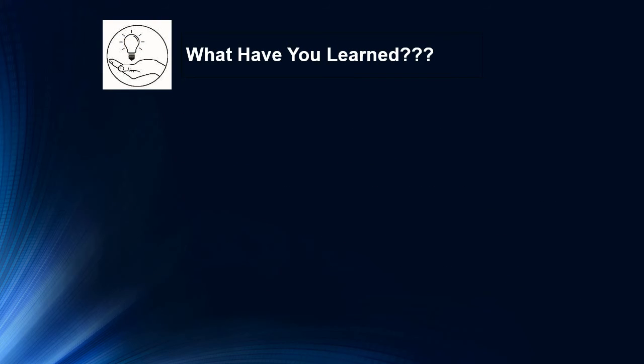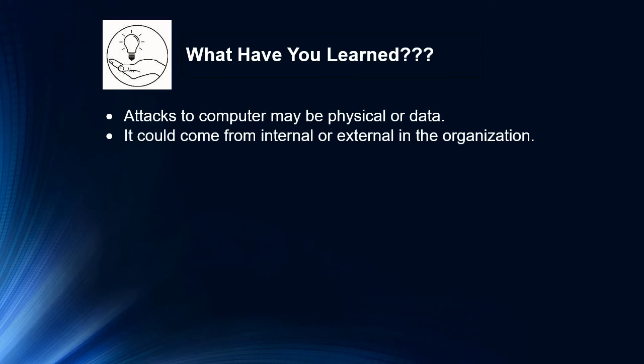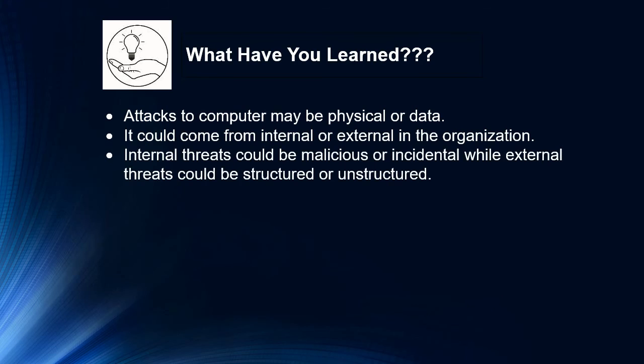That's it for our discussion this week. Let us review what you have learned. Attacks to a computer may be physical or data. It could be from internal or external sources in the organization. Internal threats could be malicious or accidental, while external threats could be structured or unstructured.